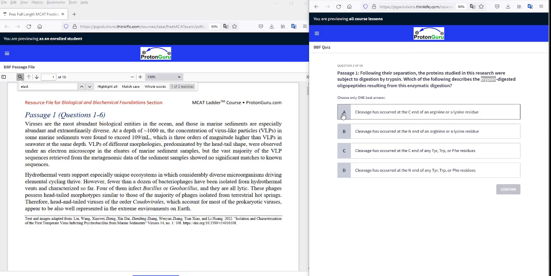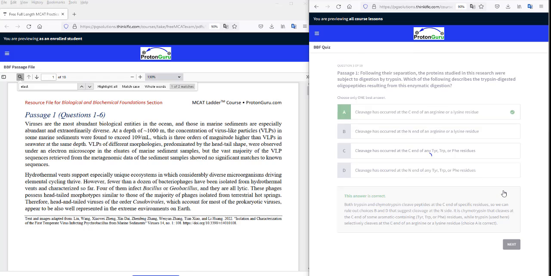We then need to remember which one, chymotrypsin or trypsin, does the cleavage next to arginine or lysine, and which one does the cleavage next to one of these aromatic residues. Trypsin is the enzyme that cleaves next to one of these nitrogen-bearing arginine or lysine residues. And we choose the one with the carbon end of those residues, and that would be correct.